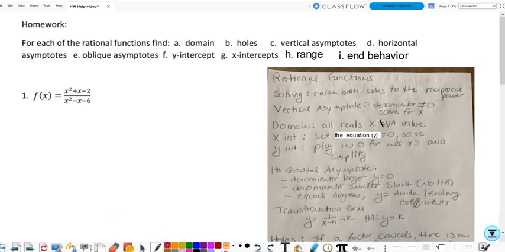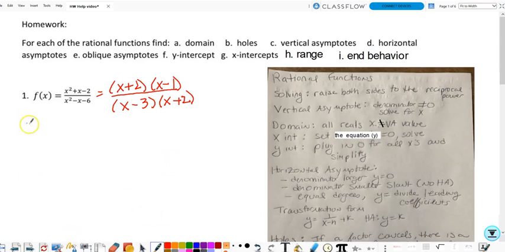Okay, for number one, I'm going to first factor my numerator and denominator. What multiplies to -2 that adds to 1 is +2, -1. What multiplies to -6 that adds to -1 is -3 and +2.